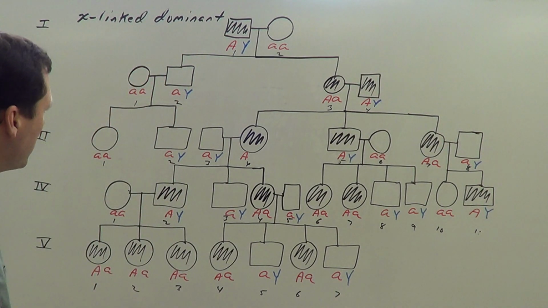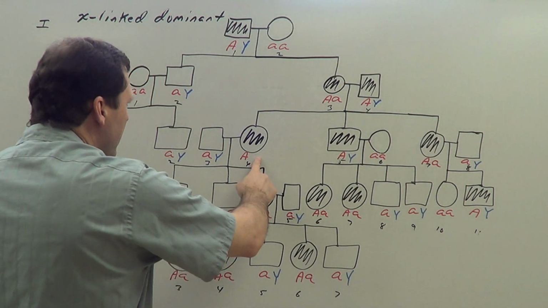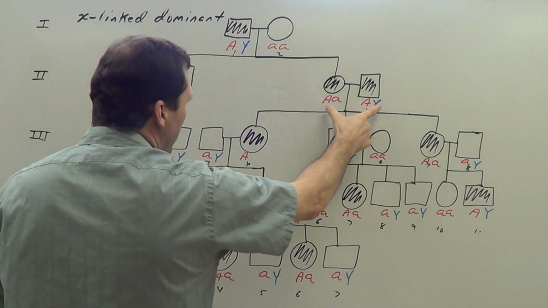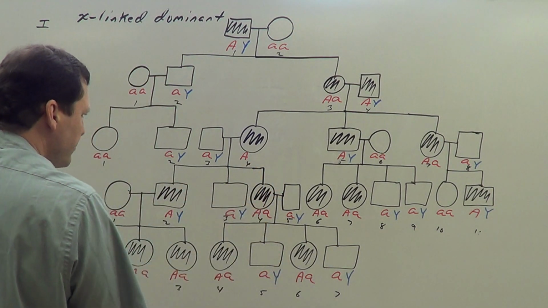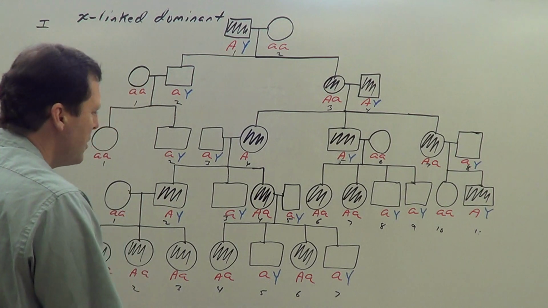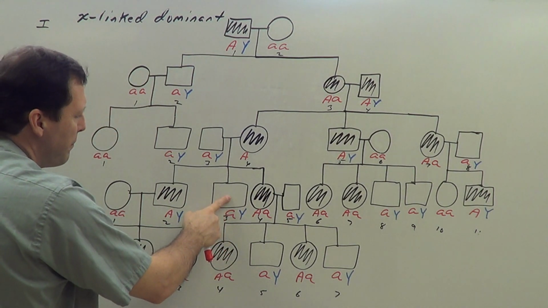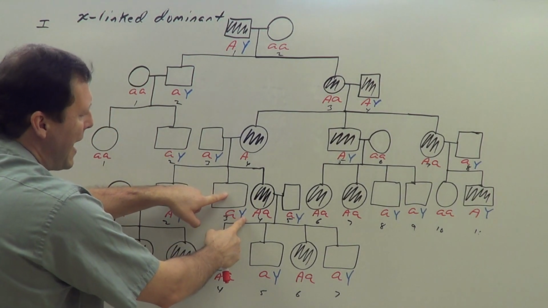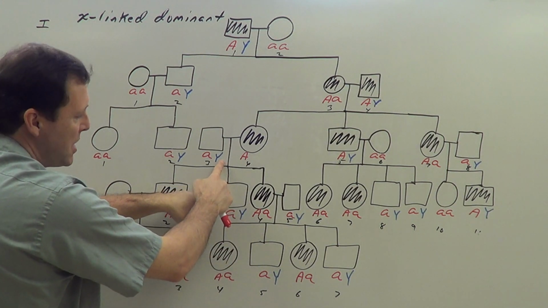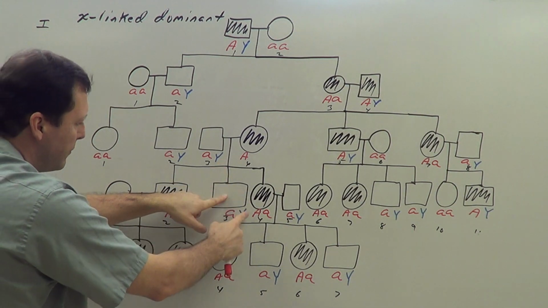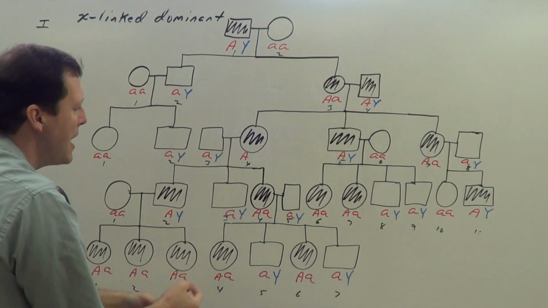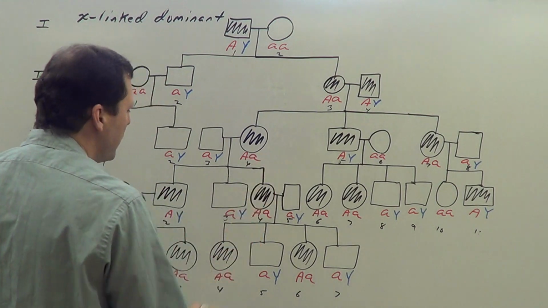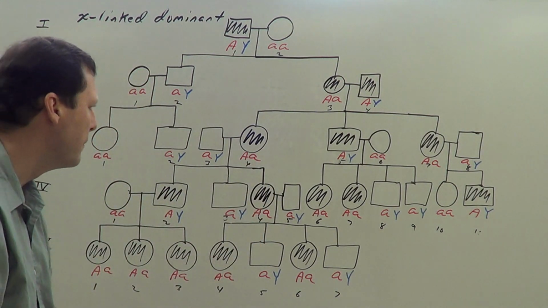The last one here is this affected female. Let's see. These are her parents. These are her kids. Let's take a look at the kids. Now, here's her son. The Y had to come from dad, because that's all dad can give a son is a Y. That means this lowercase a had to have come from mom. So we'll fill her in with a lowercase a.